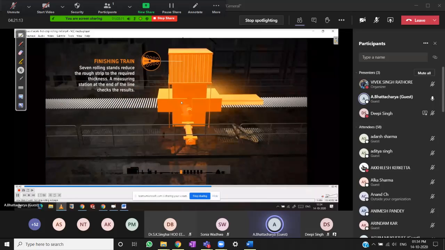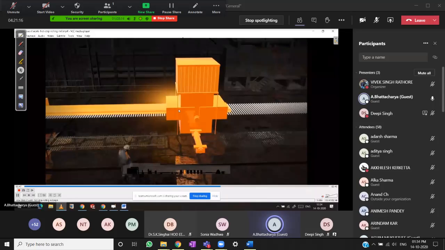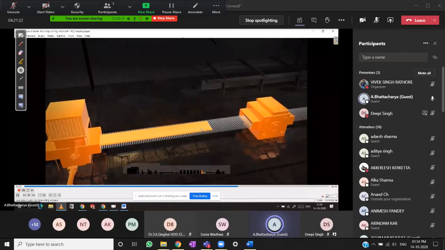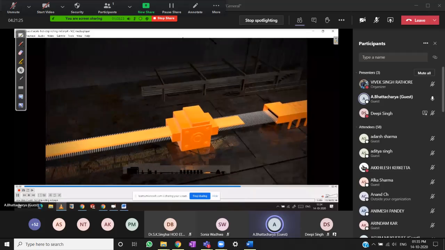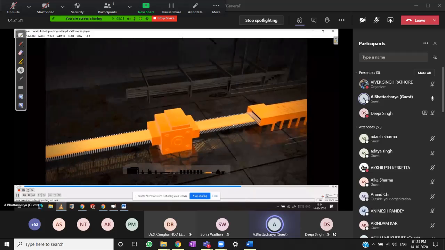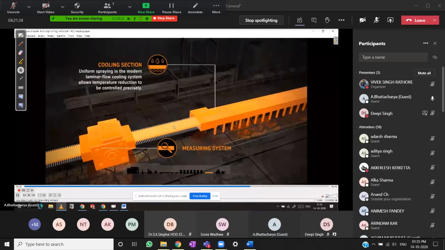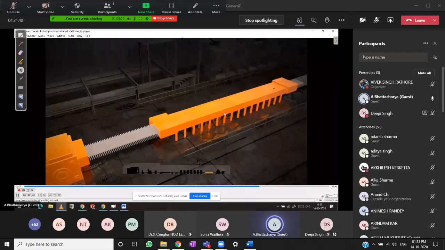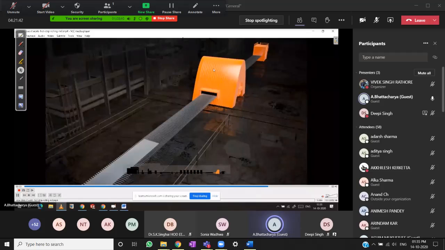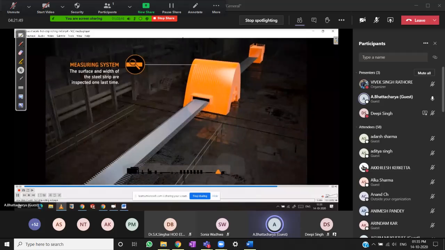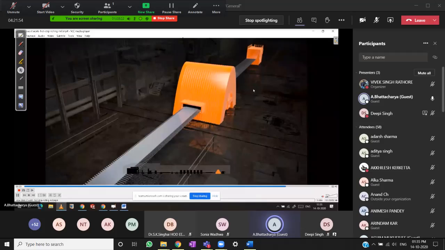You can see that thick slab has become a strip now. A very thin strip. So this is the cooling section where metallurgical properties are given. So the strip is cooled here. It goes to the gauge where thickness etc. is measured. So, and after that, it is sent to the coiler where it is stored in the form of coils.